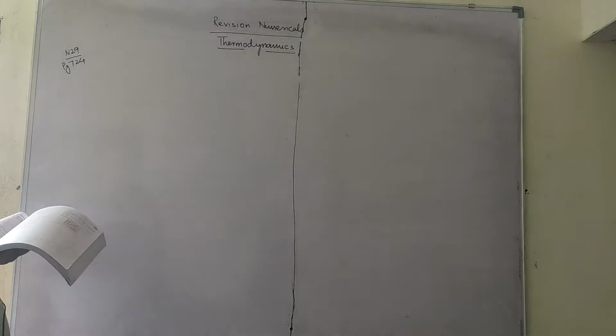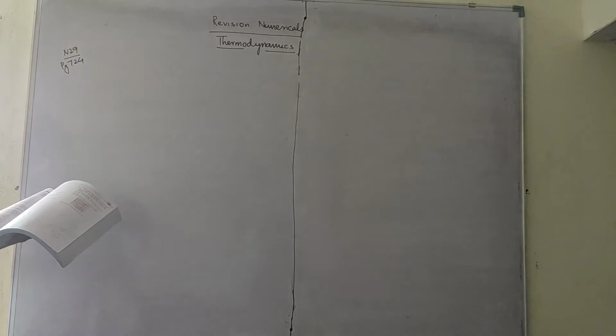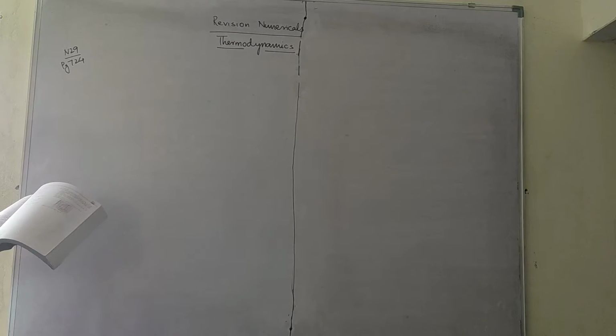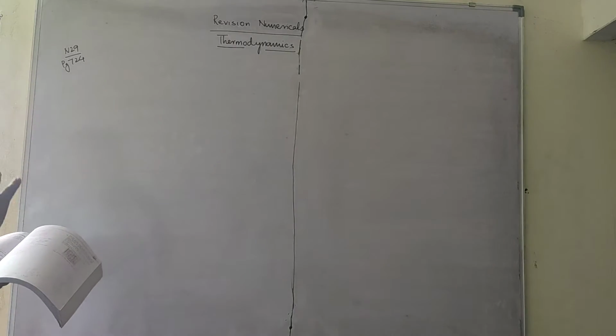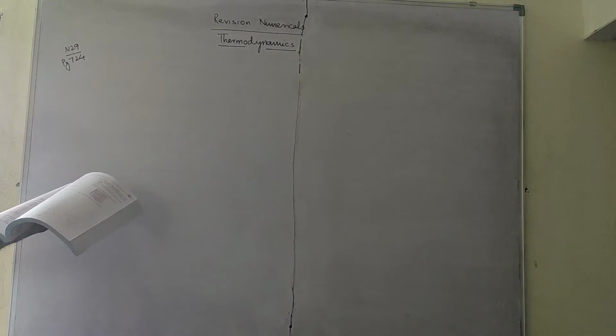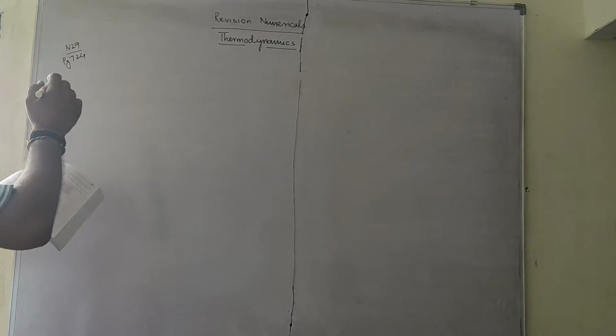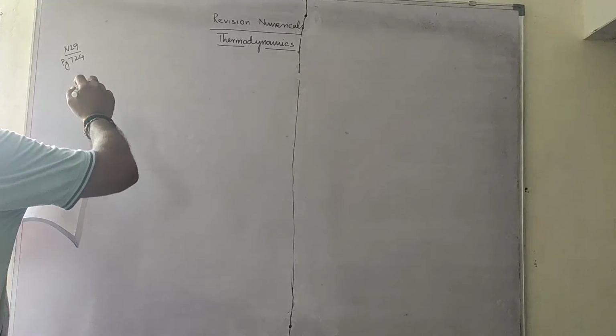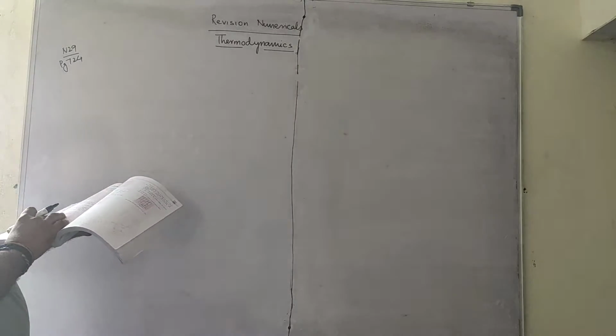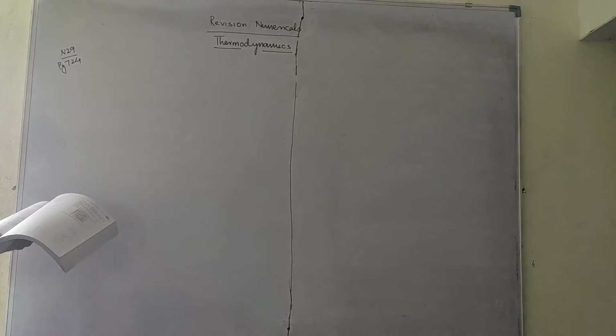Next is numerical number 29. It is purely based on first law of thermodynamics. If you will be able to solve this numerical, I think that you have understood the first law of thermodynamics. Now in this numerical, there is some correction also. I will tell you while reading the question.